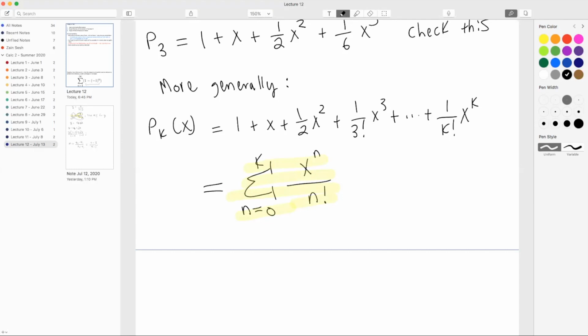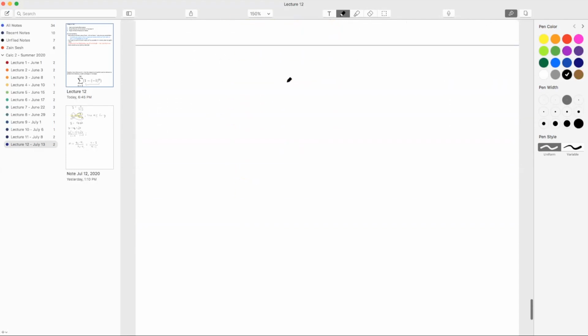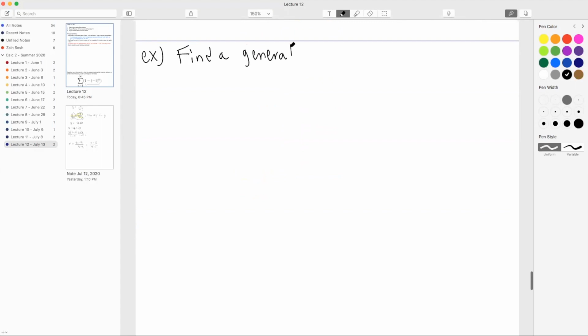All right, let's do a few more. So next one, find a general formula for the kth Taylor polynomial at a equals 0 for f of x equals sine of x. Okay, so we're going to look at that one.